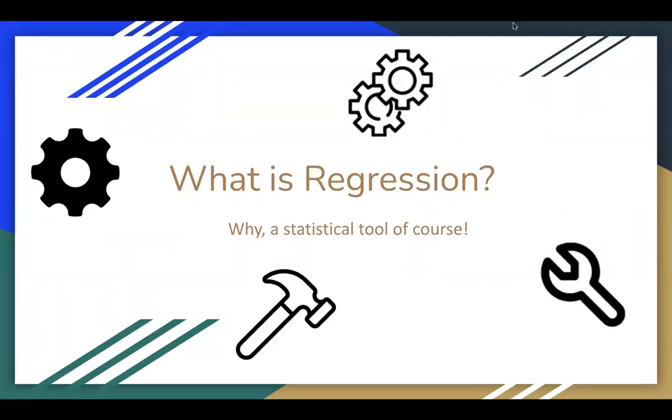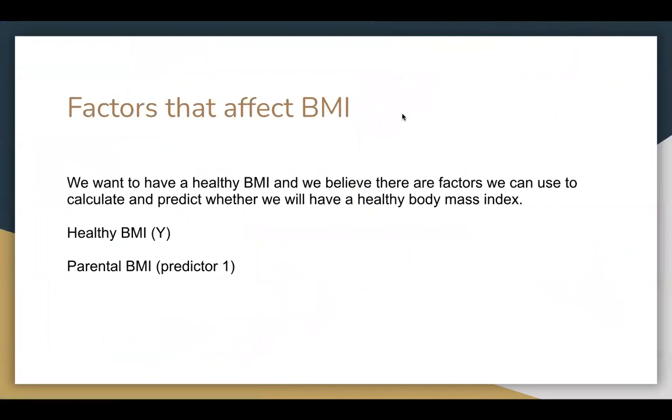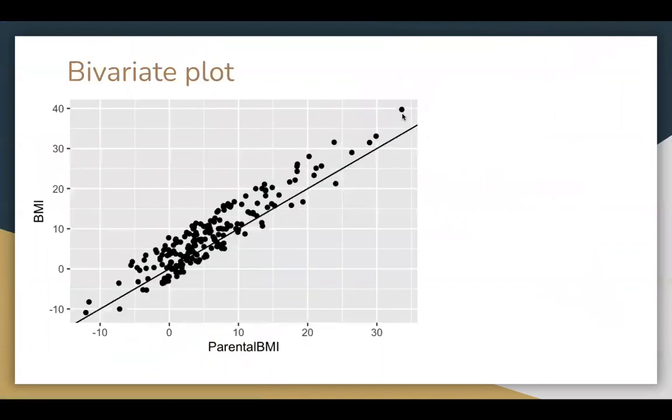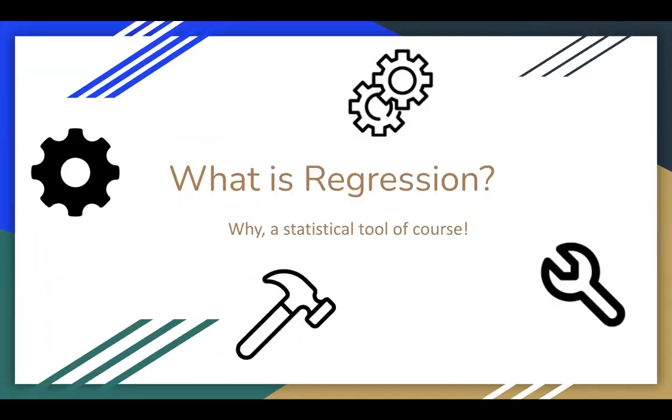All right, so we are going to start by looking at our first module, the regression module, and talking about regression and bivariate and multivariate regression. So we'll start off by talking about what regression is. It's a statistical tool used to describe and predict data.